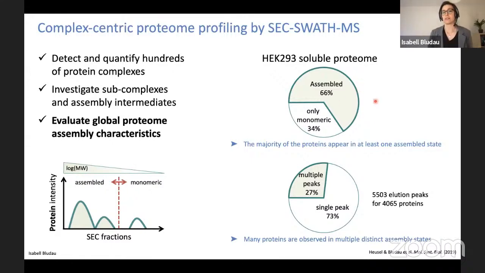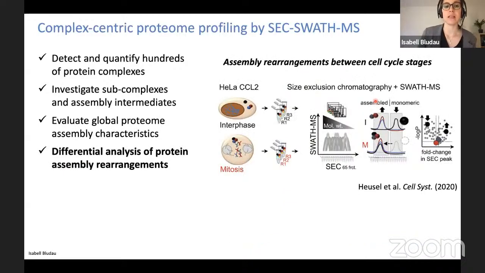And we figured out that 66% of the proteins appear in at least one assembled state. And we could further see that a lot of proteins, namely 27%, have multiple peaks along the SEC dimension. And I think these two results could give a very nice insight into the diversity of assembly states that are present in a single cell, and that proteins might actually be contributing to alternative functions by being part of different complexes.